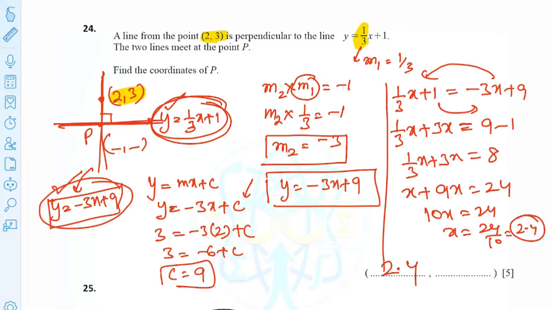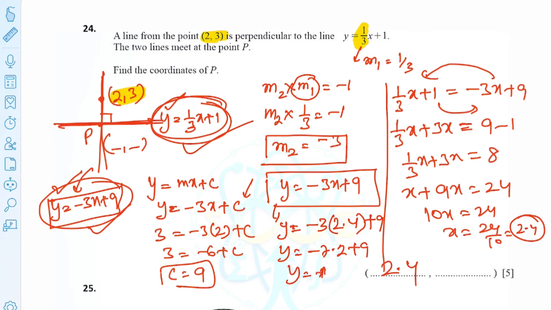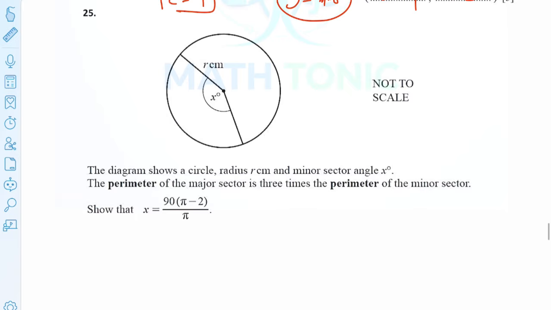How do we find the value of y? Take any one equation, you can put it in either, it doesn't matter, you get the same answer. For example, taking y equals minus 3 times 2.4 plus 9, that is minus 7.2 plus 9, so y equals 1.8. So first find the equations, then make them equal, solve the simultaneous equations, and get the point of intersection.